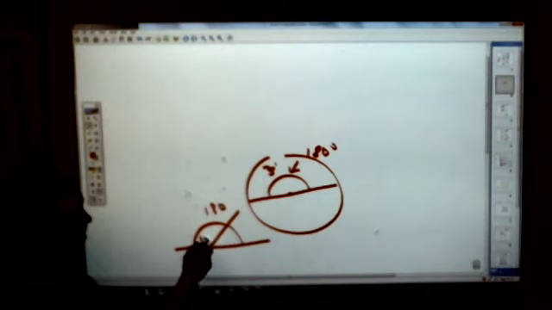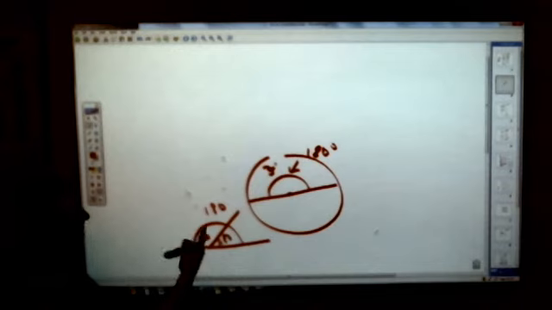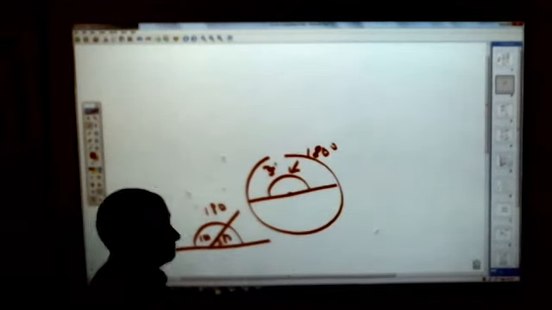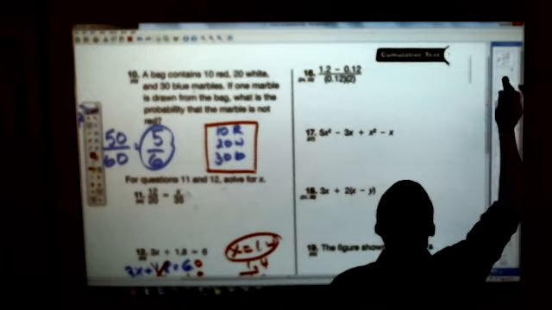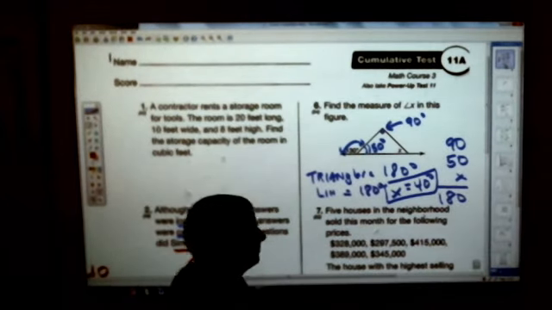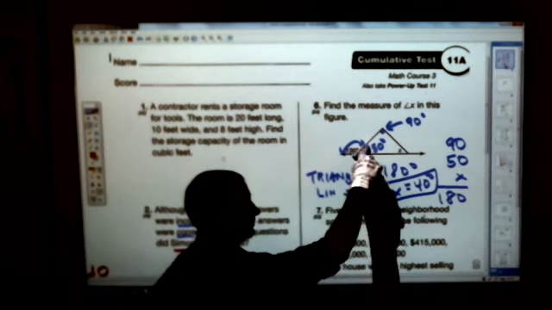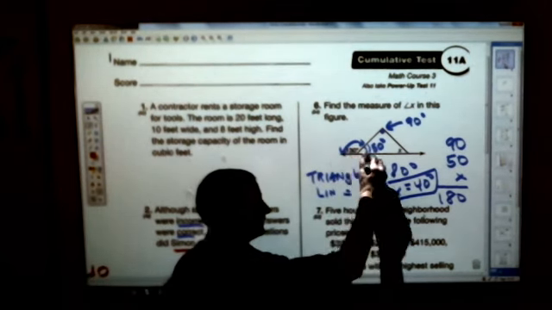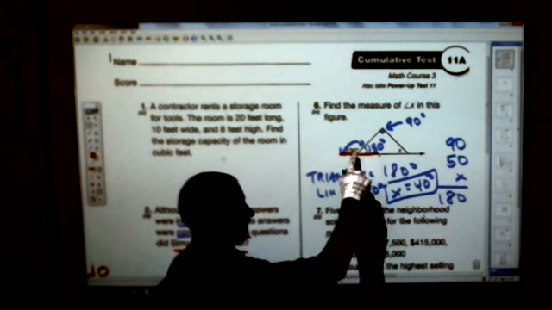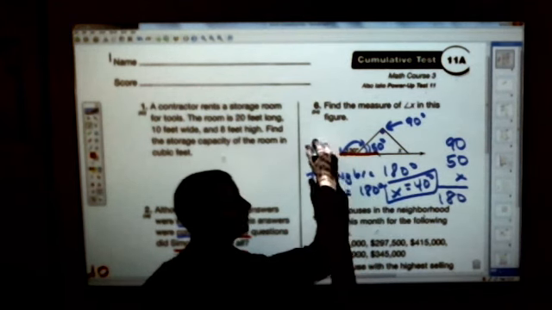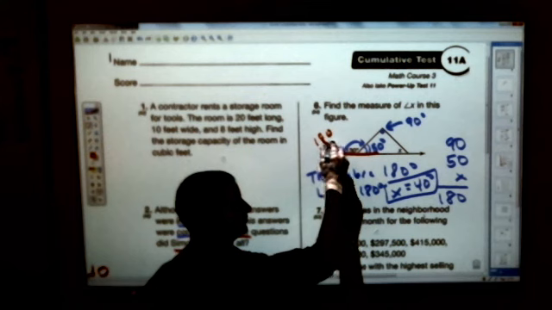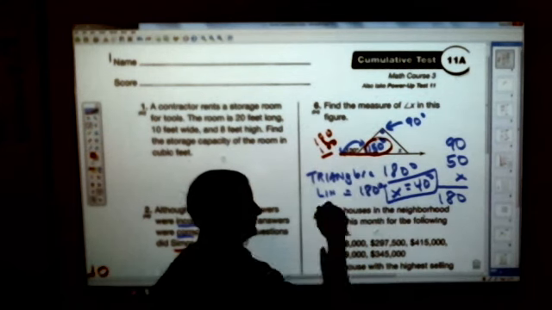So if I know this is 100 degrees, this has to be 80 degrees. If this was 110 degrees, that would have to be 70 degrees. A straight line must, I repeat, must be 180 degrees. So if I know this is 130 degrees, the other angle that makes up the straight line right there has to add up to 180 degrees. And if you take 180, subtract 130, you will get this 50.